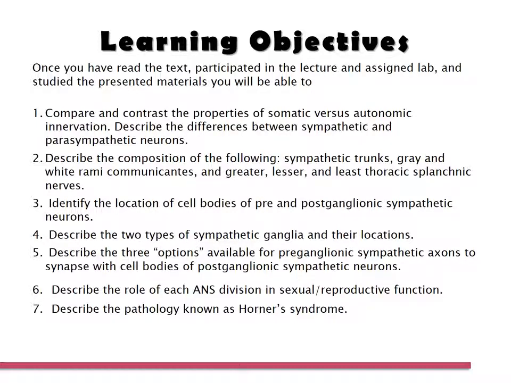And toward the end of the presentation, you'll be provided with an example of how the autonomic nervous system is integral to normal sexual and reproductive function. And then lastly, we'll describe a pathology of the autonomic nervous system to you, which is known as Horner syndrome.